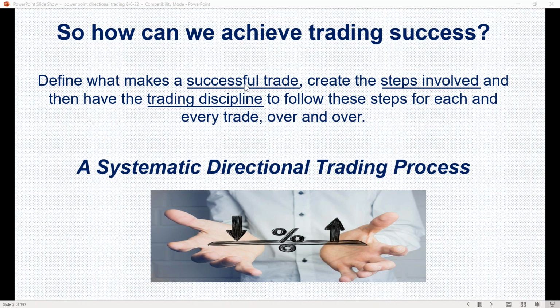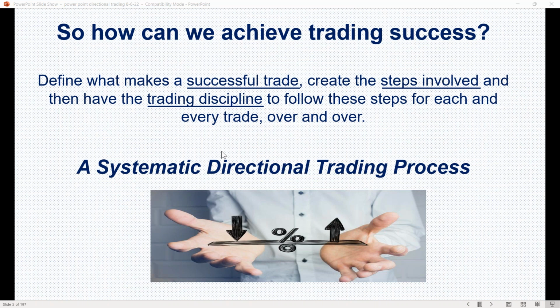So you want to analyze your successful trades, create the steps involved in doing that, and then have the trading discipline to follow those steps for each and every trade, over and over and over. This is where a lot of traders miss out. You can get the steps together, but a lot of traders deviate from that discipline and those steps, and they start trading from the seat of their pants, on emotions. If you can make it systematic, you're going to be much better off.